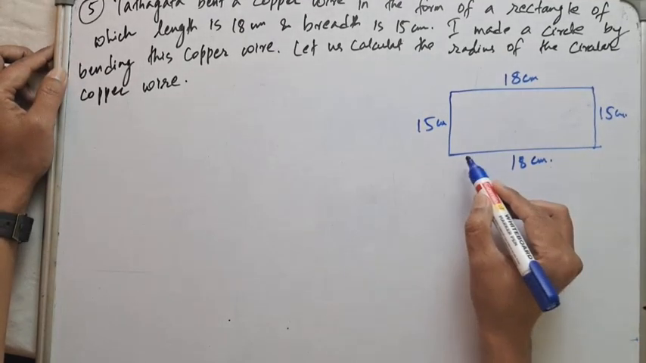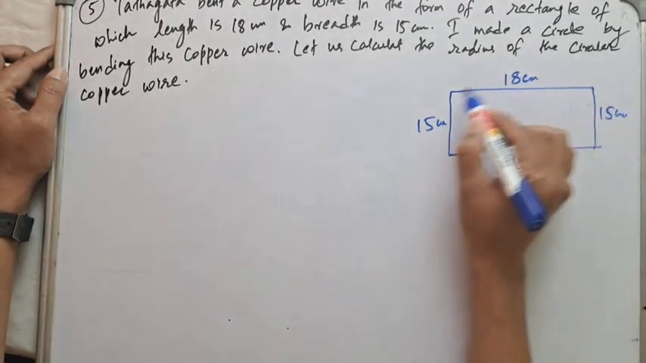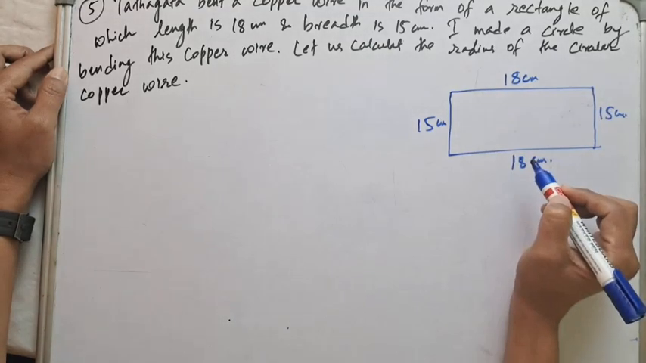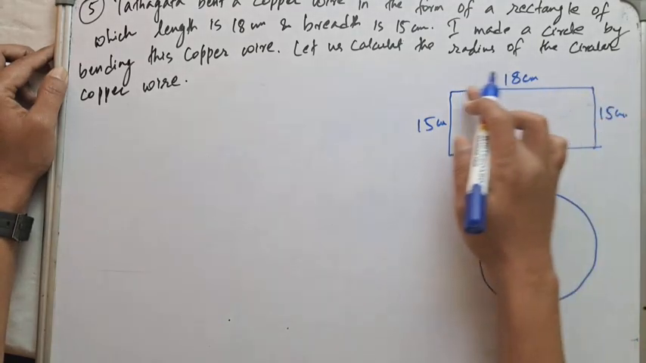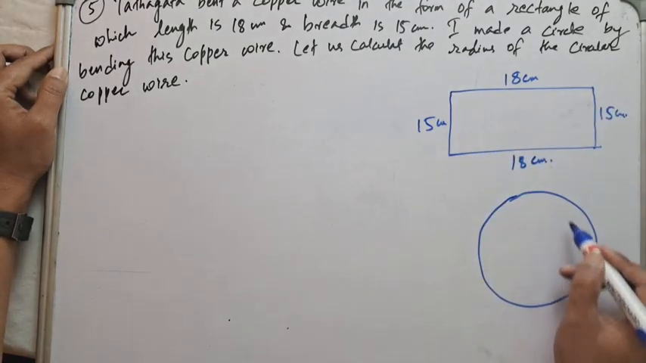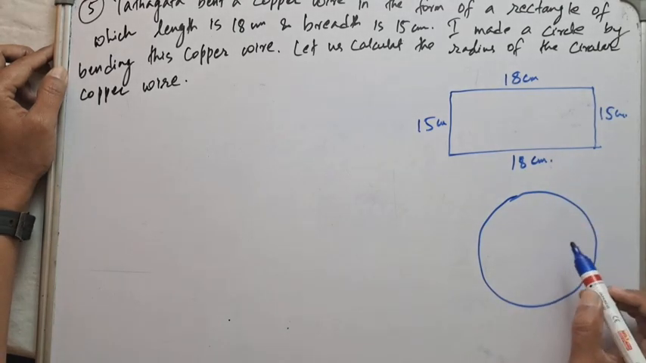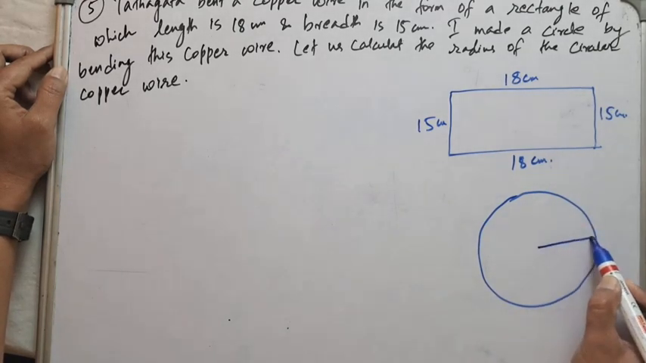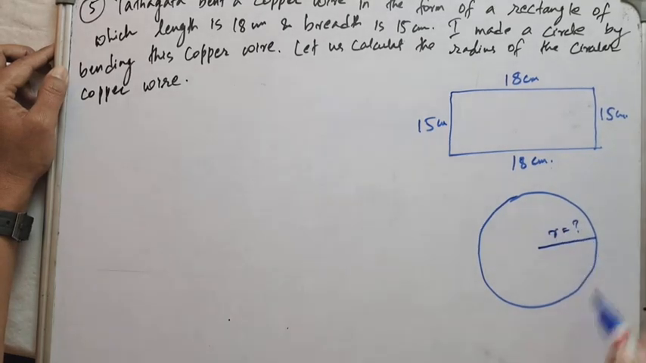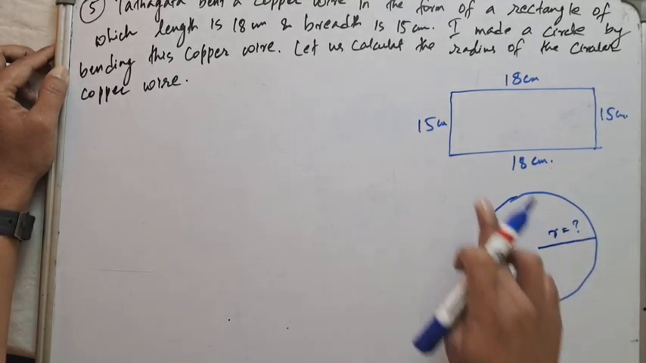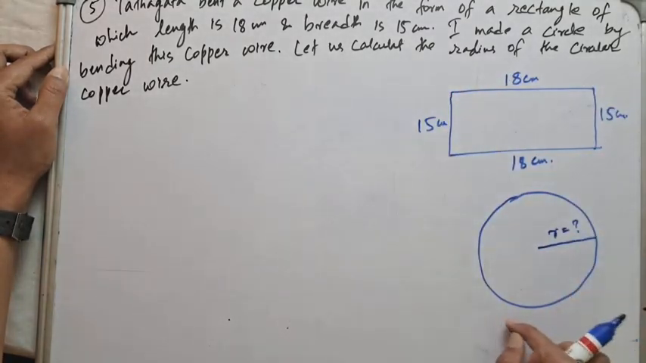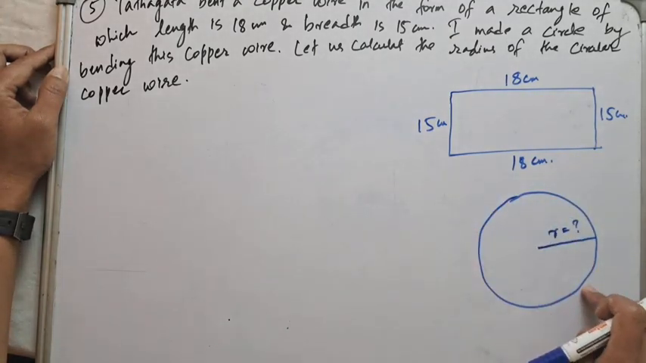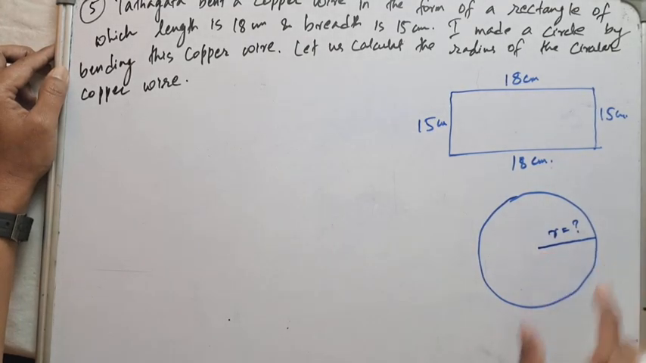Now, from the same copper wire of which this rectangle is made, I make another circle, a circular ring, and I am asked to calculate the radius of this circular ring. What we should understand is the perimeter of this rectangular figure is equal to the circumference of this circle. Now if I know the circumference, I can easily calculate the radius, isn't it? So this is the question.